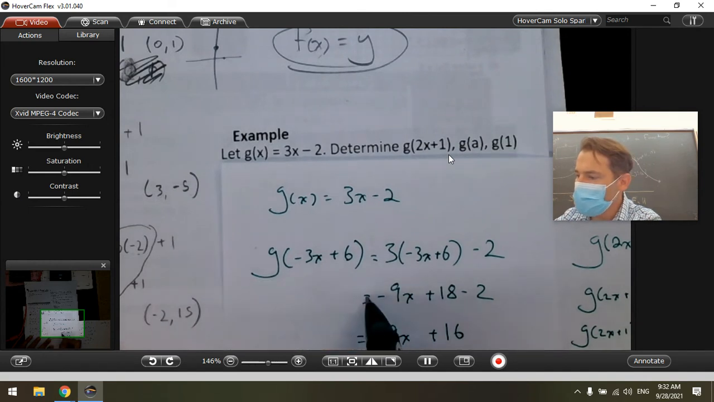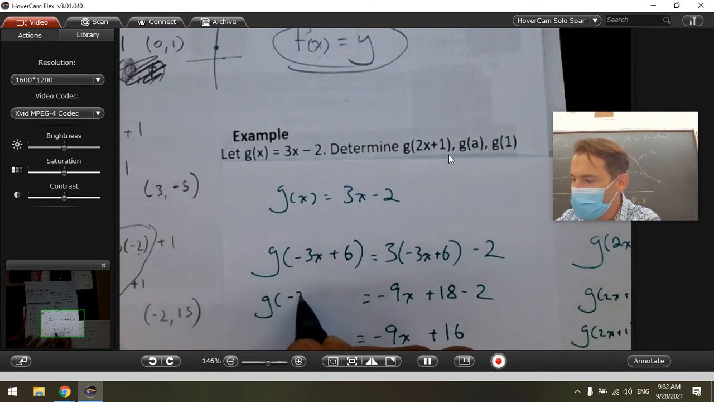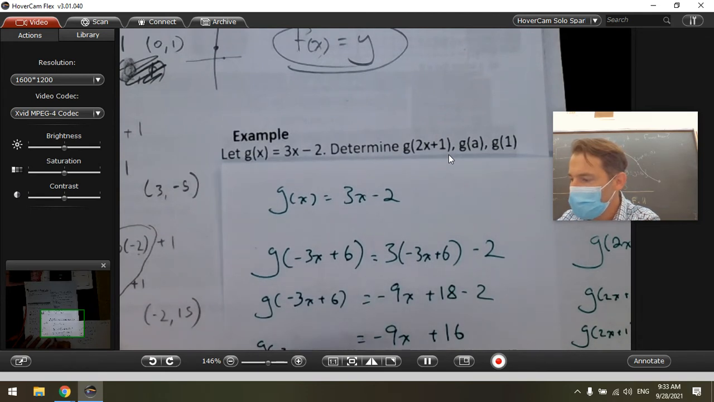Well, when I do this and I have my equal signs coming down, and you don't see anything there, that is still there. I'm just not writing it out again because it hasn't changed. This is g at negative 3x plus 6. Okay? It's not giving me a point. It's giving me a new function.